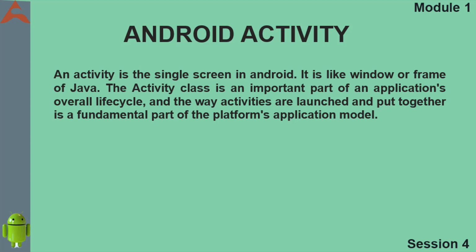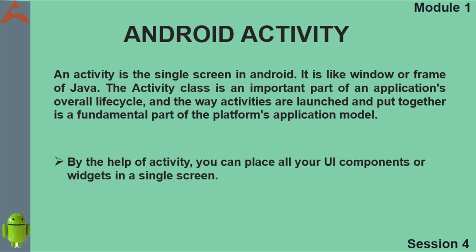The activity class is an important part of an application's overall life cycle, and the way activities are launched and put together is a fundamental part of the platform's application model. By the help of activity, you can place all your UI components or widgets in a single screen.